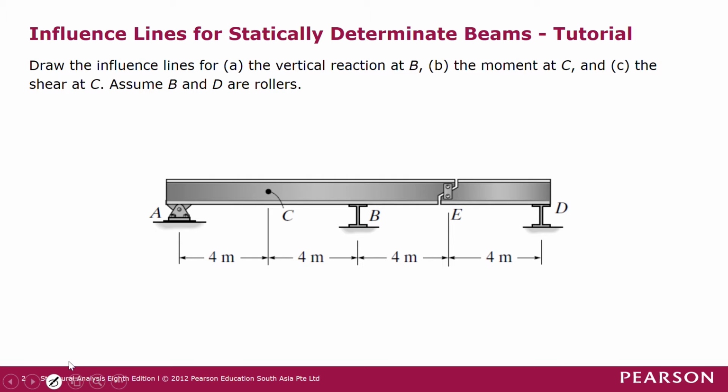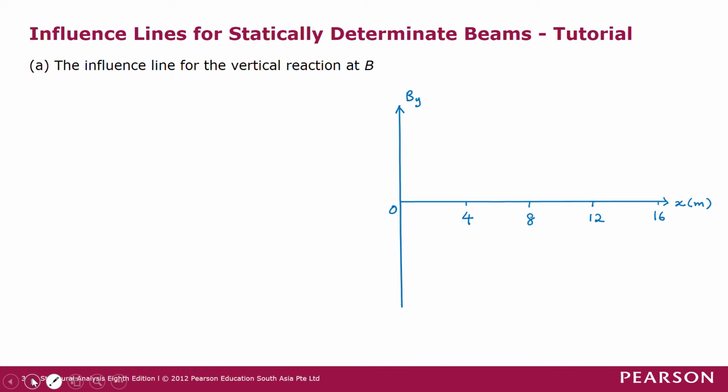In this example, you are asked to draw the influence lines for A, the vertical reaction at B, and then B, the moment at C, and then question C is the shear at section C, also at this point here. We assume B and D are rollers, where support A is a pin. So let's solve the first question, which is to draw the influence line for the vertical reaction at B.